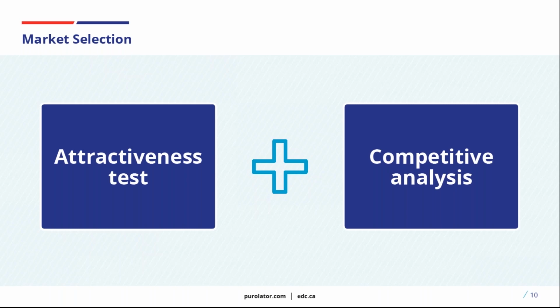and you need to try and answer the question about what market within the US we want to enter. The two elements of assessing or picking your market are the attractiveness test and your competitive analysis. With your attractiveness test, what you want to be asking is: is this a market that we want to be in? Is this a market that we have to be in?